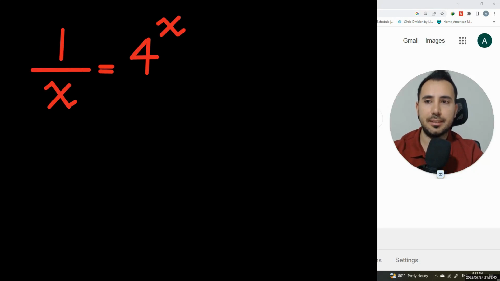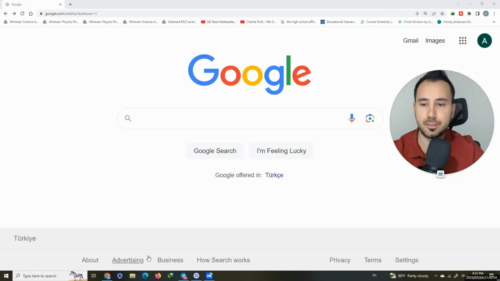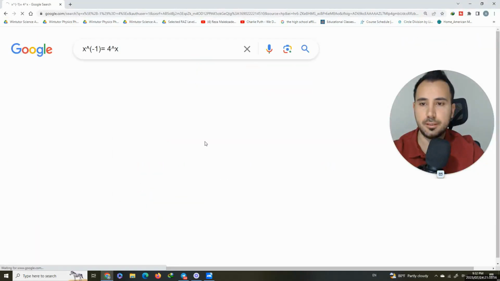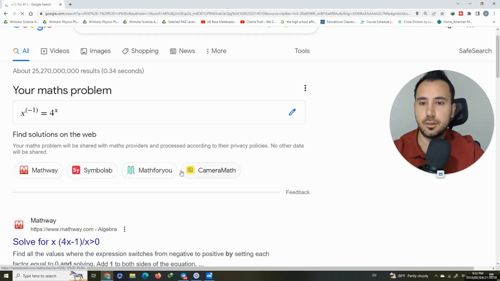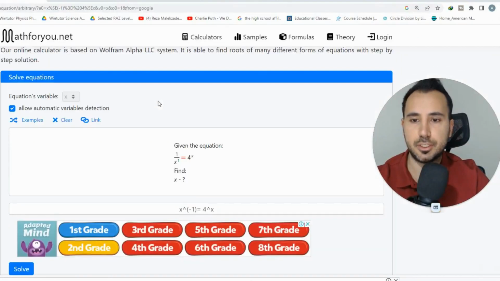1 over x is equal to 4 raised to power of x. Before we do this together, let's just Google the equation and see what we'll get. So there are 4 suggestions and I will open all of them. Okay. So these are the 4 first suggestions.